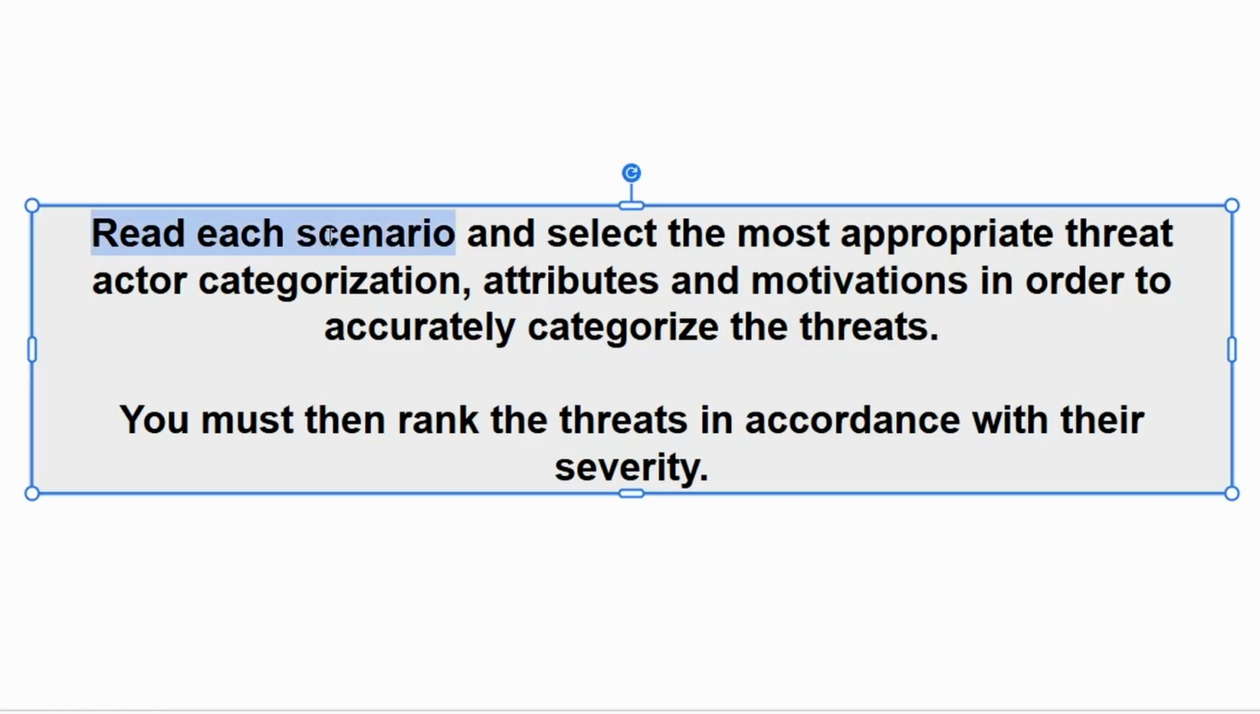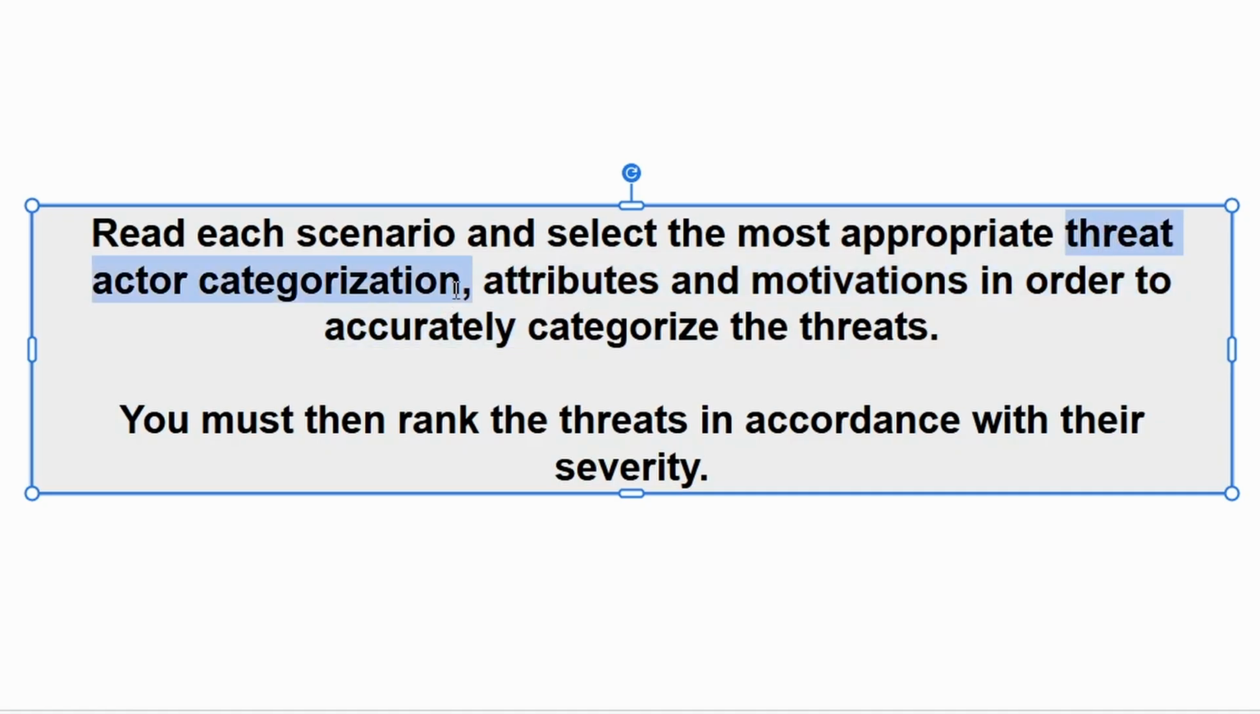We're going to have to read each scenario and select the most appropriate threat actor categorization, the most appropriate attributes, and the most appropriate motivations in order to accurately categorize the threats. You're going to have to know about threat actor categorization, different attributes, and different motivations before you take your Security Plus exam. This basically boils down to what type of threat are we dealing with?